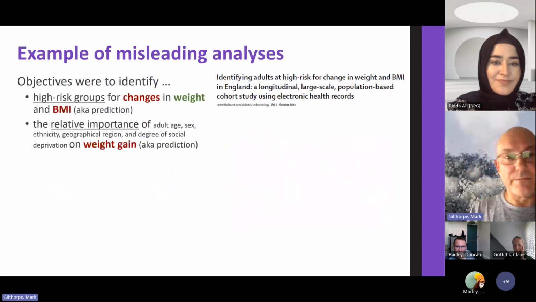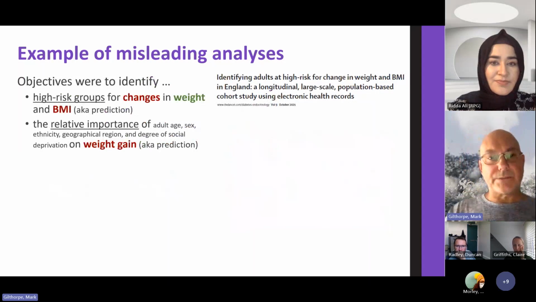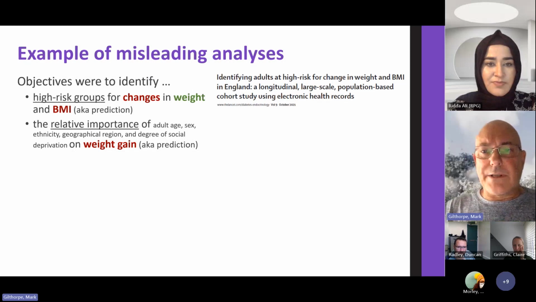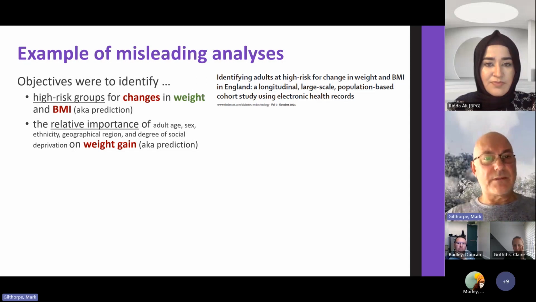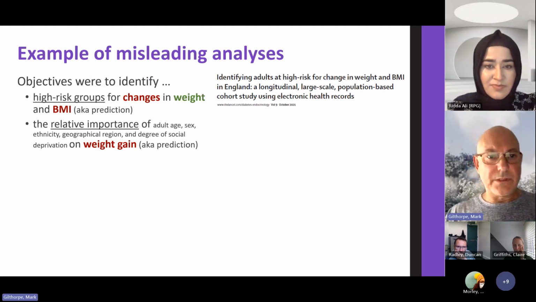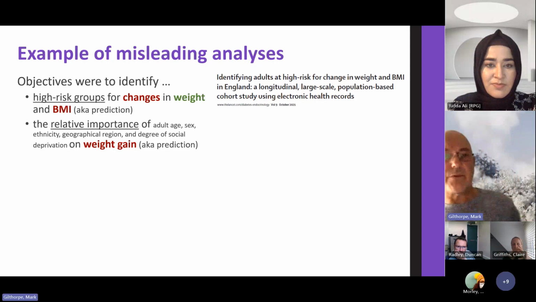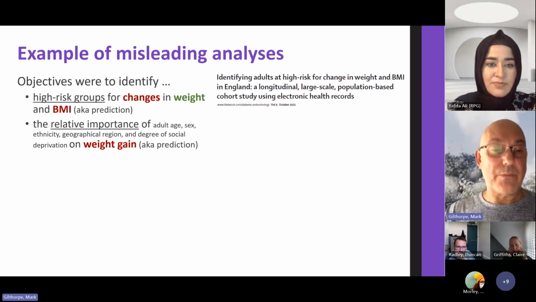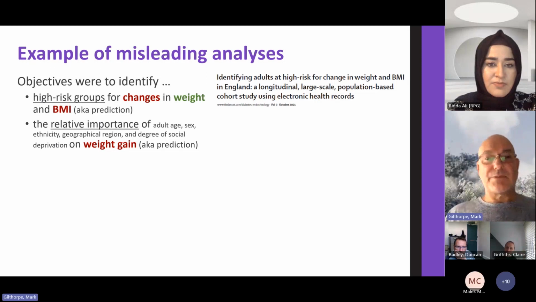Even worse, perhaps, for those who attended the last month's lecture, here we have an example identifying adults at high risk of change in weight and BMI. Well, high risk groups being identified is a prediction problem, not a causal problem. And then they're interested in the relative importance of age, sex, ethnicity, region, social deprivation. Sounds like that would be a causal question, but unfortunately, were it pursued as such, even in a causal analysis, analysing weight gain as the outcome wouldn't give you causally robust estimates. But it's actually a prediction problem.